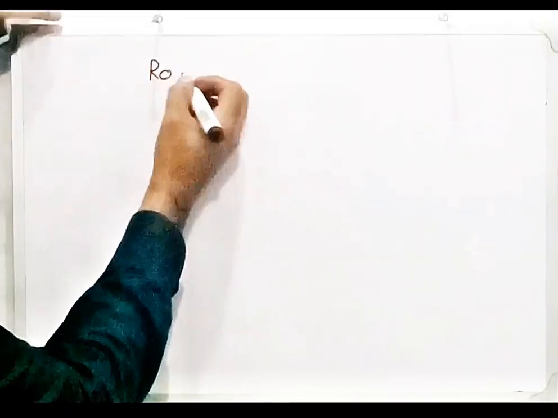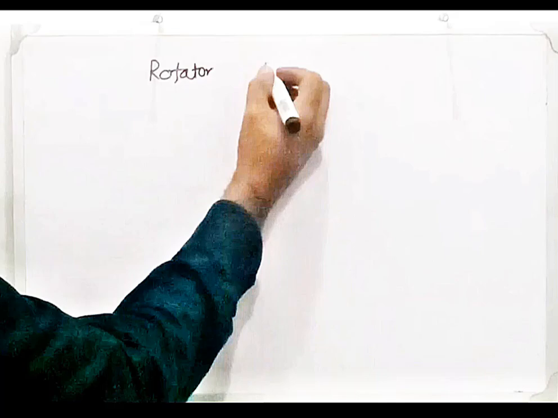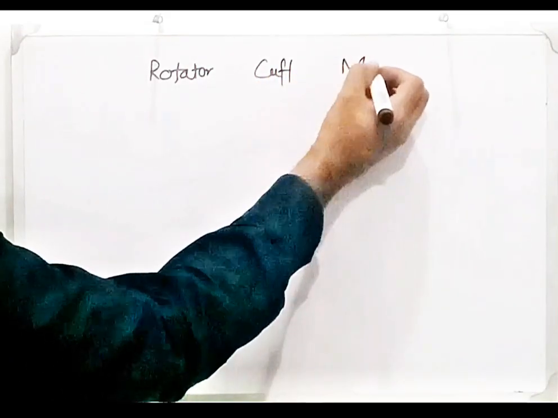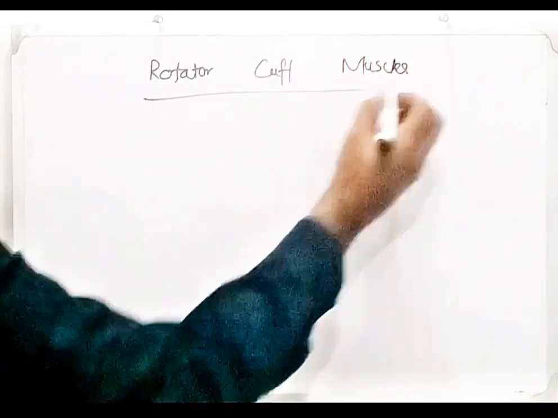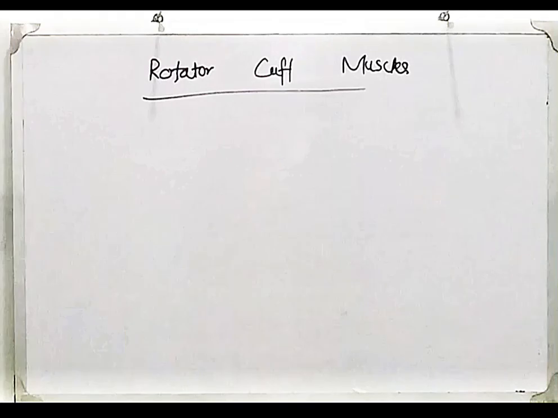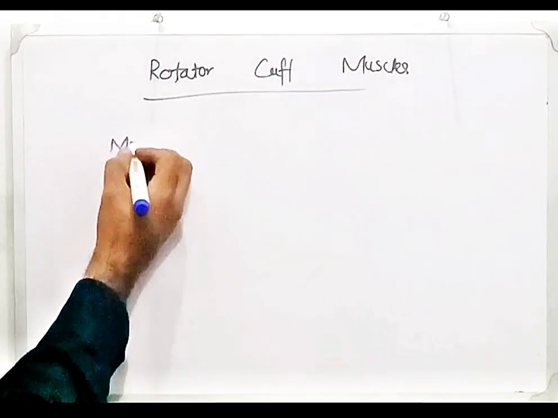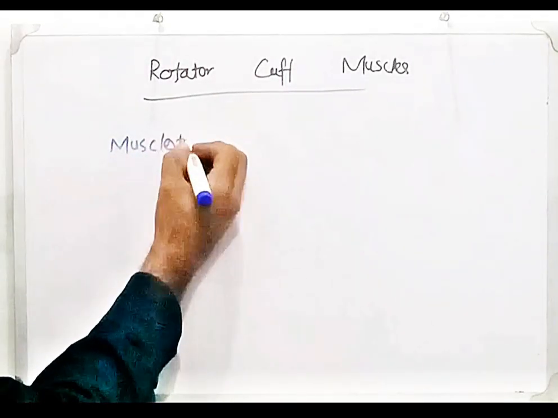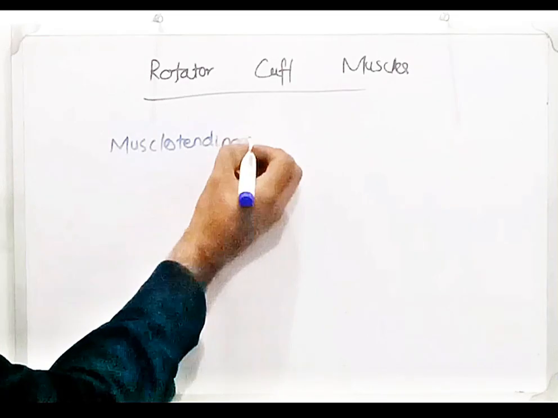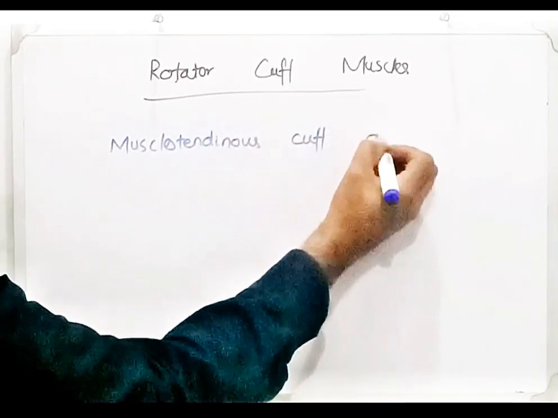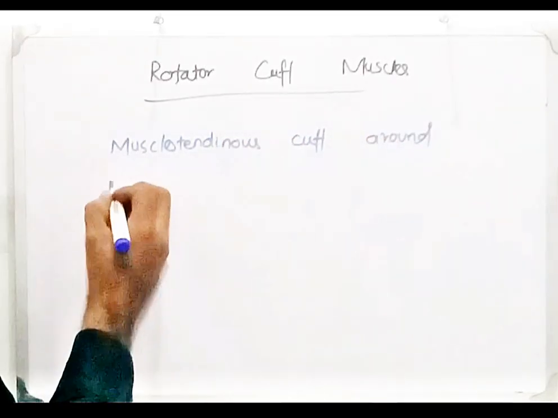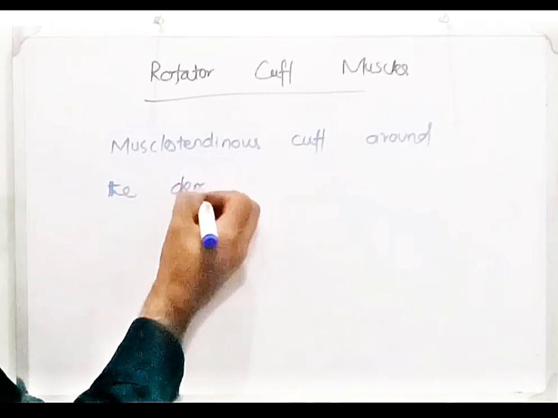Let's today talk about the rotator cuff muscles. Why are these called rotator cuff? These are called the rotator cuff muscles because they form a musculotendinous cuff around the shoulder joint, or the glenohumeral joint.